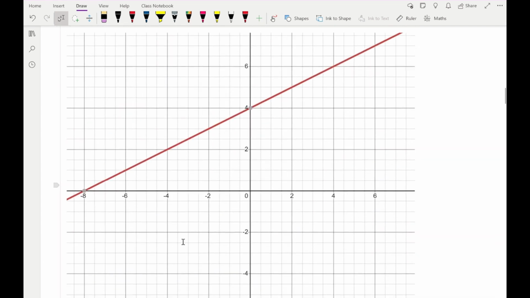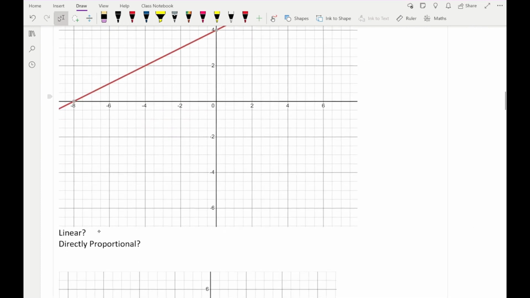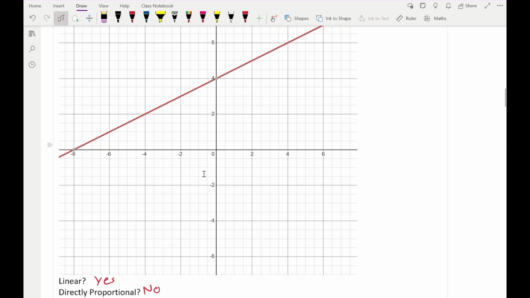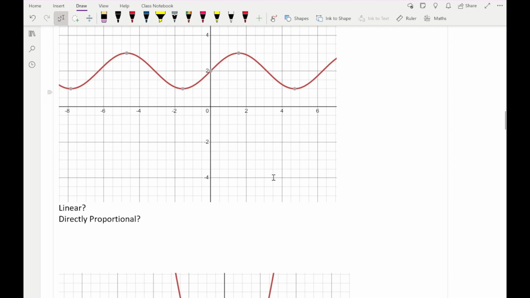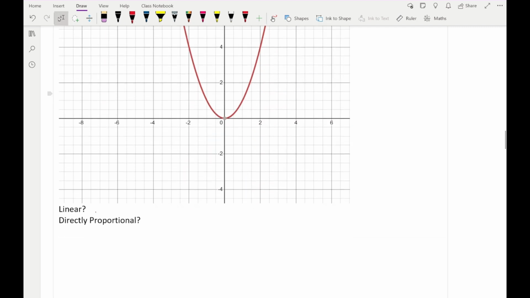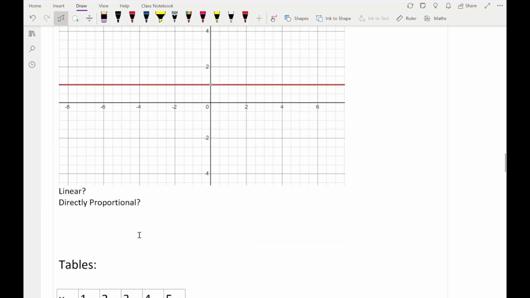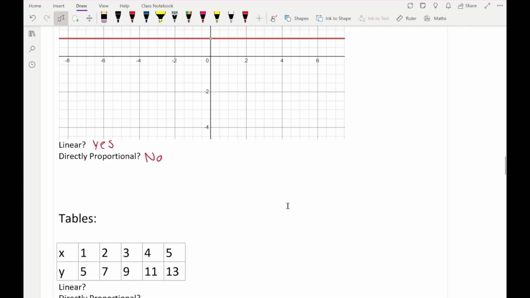All right, next one, is this linear and is this directly proportional? So the answer is yes, it is linear, but no, it is not directly proportional because it doesn't go through the origin. This one here, well, it's not linear. And as soon as we know it's not linear, we know it's not directly proportional. Now this one's a bit tricky because no, it's not linear because it is not a straight line. And it does go through the origin, but it is not directly proportional because to be directly proportional, you have to go through the origin and be in a straight line. This one here, yes, it is a straight line, but no, it does not go through the origin. So that's how this works.